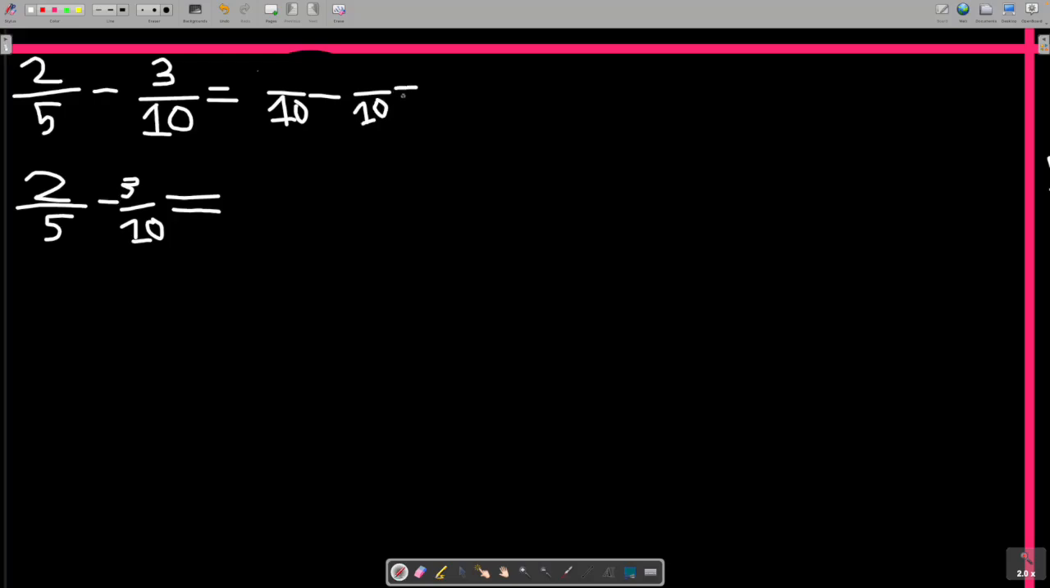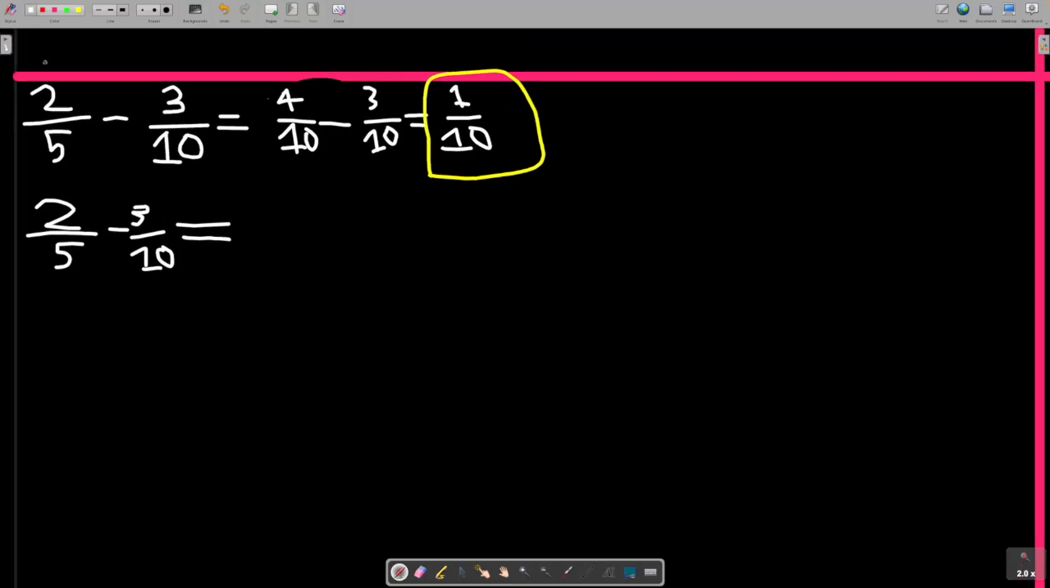Let me just do this first of all. So now we multiply the numerator here, 2, by 2, since 10 divided by 5 is 2. 2 times 2 is 4, and then 4 minus 3, I guess, is 1. So 1 over 10 is the answer. And you can't really simplify 1 over 10, so just keep it.